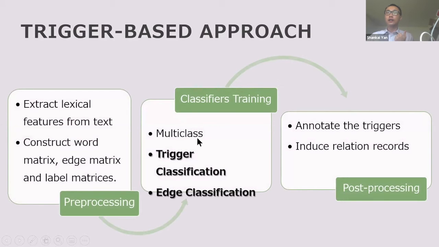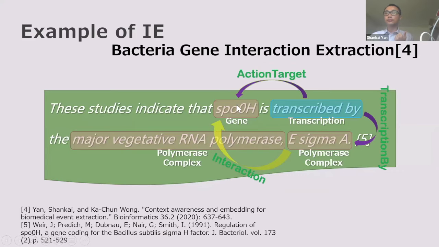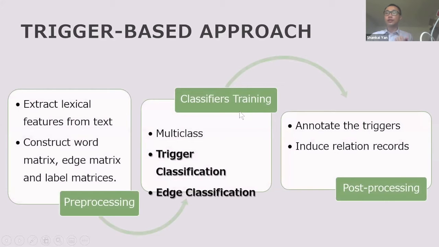The first step is to identify this kind of trigger. After that, we may find the argument. The argument means the terms on the end of this edge, the action target edge. For transcription here, the trigger is the starting point of this edge, and the argument means the end point of this edge. Once we find the trigger and the argument, we construct the pairing of the trigger and the argument around it, and we may construct the edge. Then we do the edge classification.